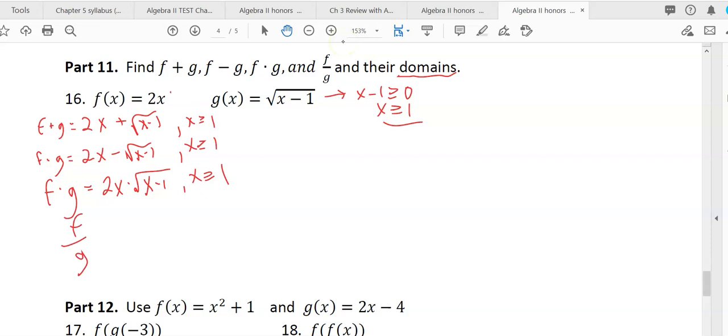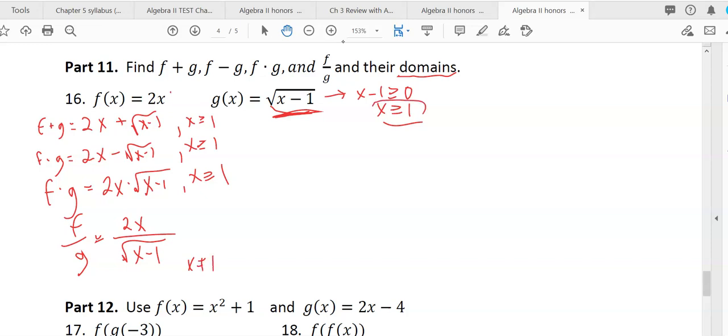So f divided by g, the actual thing of this is not bad. It's just 2x divided by square root of x minus 1. The trouble comes into thinking about the denominator because now I have two things going on. You have a square root and you have a denominator. So what value can x be that would make the denominator 0? And you can probably see x can't be equal to a positive 1 here.